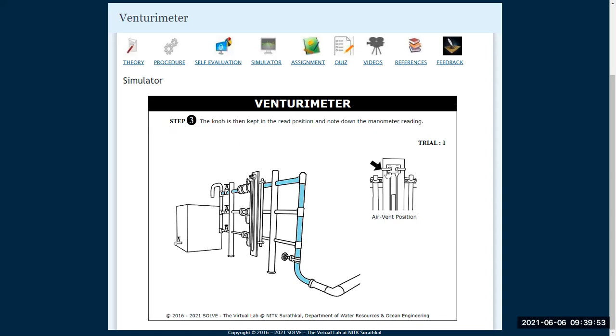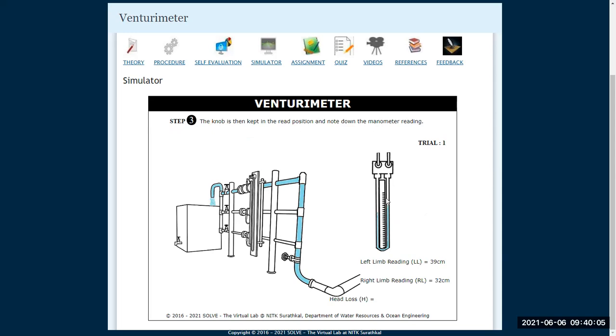So the next step, after removing those air bubbles, is to set this air vent to the isolate position, vertical like this. Now you can see this gives you the manometric readings, that is, the left limb reading and the right limb reading.